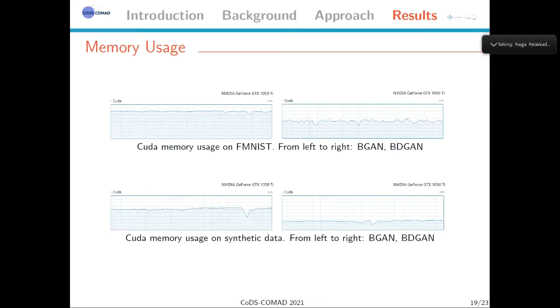And we also look at the memory usage. As you can see, on the left we have Bayesian GAN, on the right we have BDGAN, and on different rows we have the real and the synthetic data sets. So in both cases we can see that BDGAN, our proposed approach, takes much less memory than Bayesian GAN. Compared to the 82% taken on MNIST by Bayesian GAN, BDGAN only requires 47% of the memory. The same follows for the synthetic data as well.